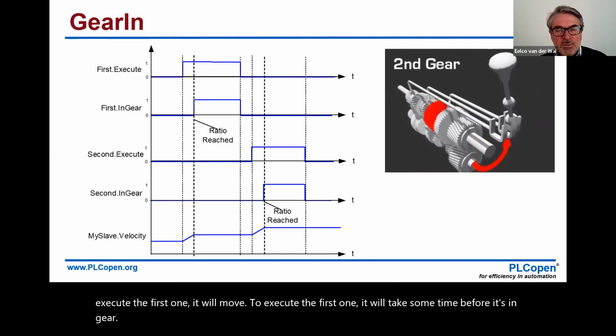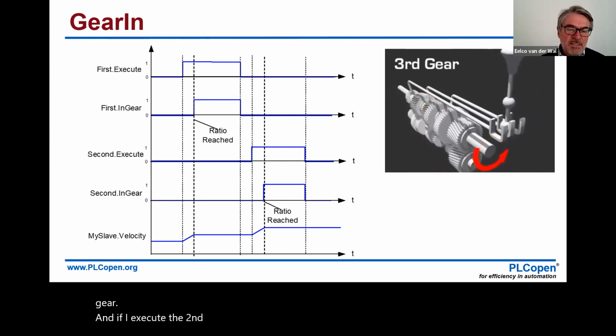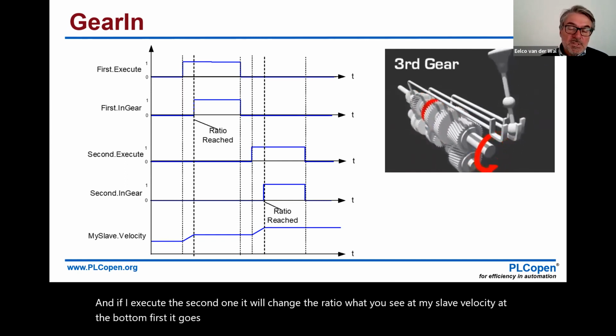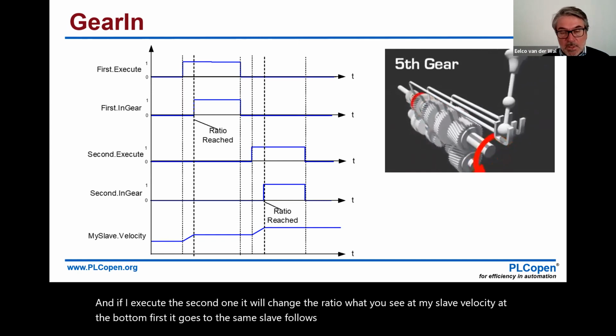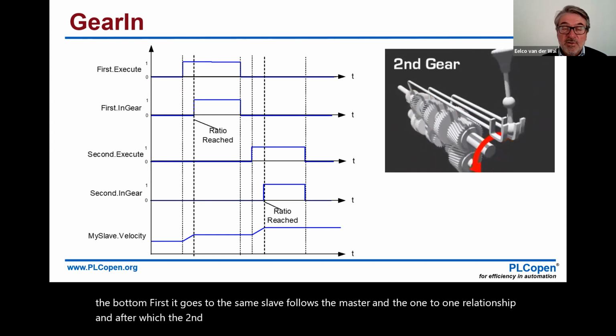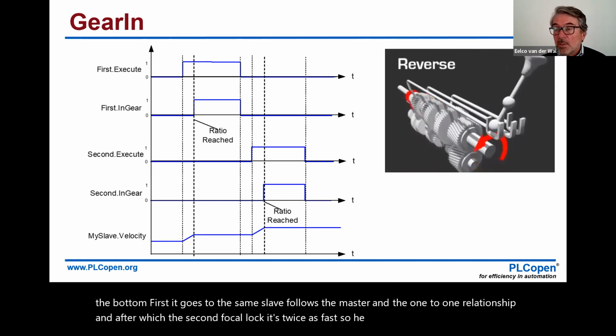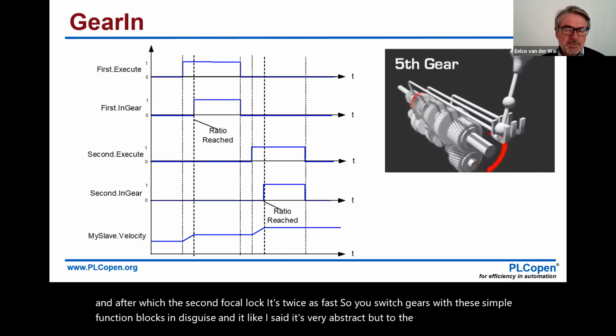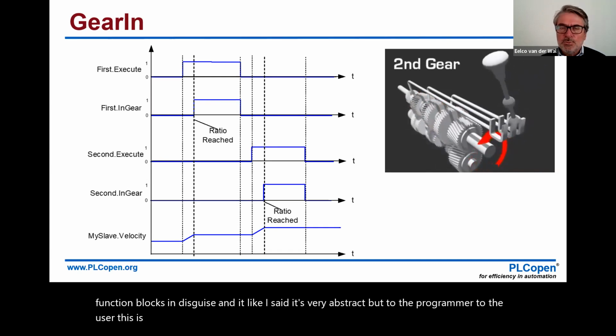And if I execute the second one, it will change the ratio, what you see at my slave velocity at the bottom. First, it goes to the same, the slave follows the master in a one-to-one relationship, and after with the second function block, it's twice as fast. So you switch gears with these simple function blocks in this case. And like I said, it's very abstract, but to the programmer, to the user, this is very easy to do.